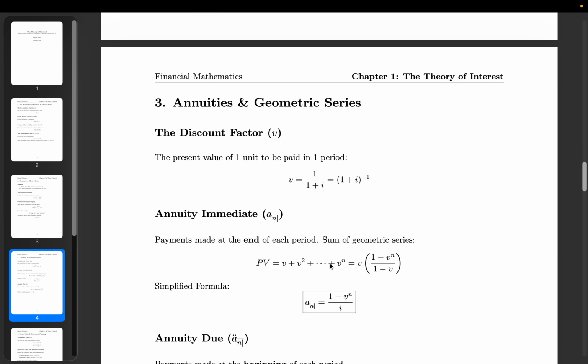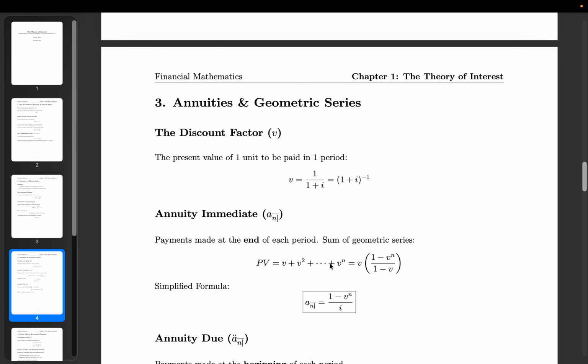Now we arrive at section 1.4, the absolute engine room of financial mathematics. We are going to talk about annuities. But before we talk about mortgages and pensions, we have to respect the maths that makes them possible. Buchanan explicitly derives the annuity formulas using geometric series.